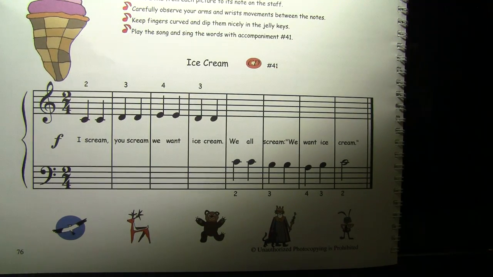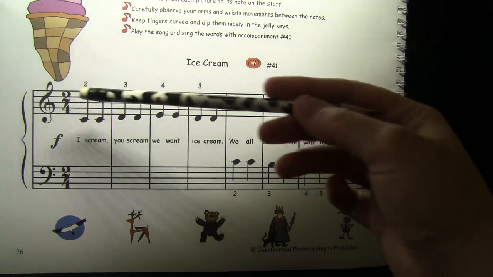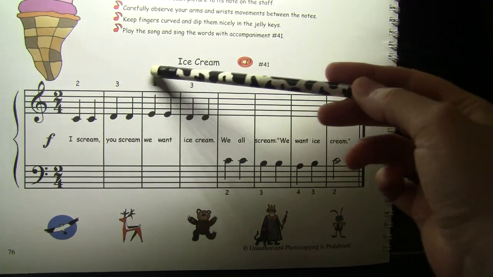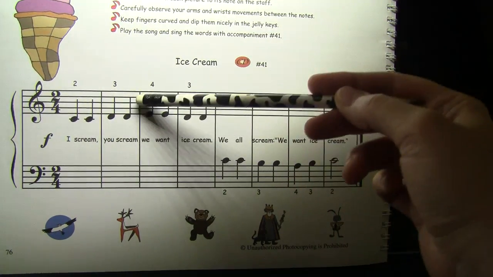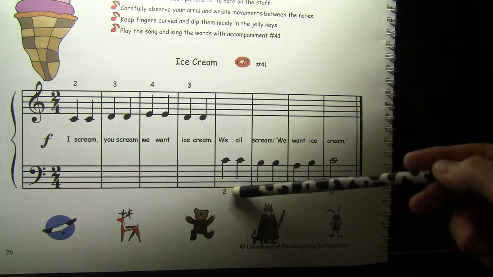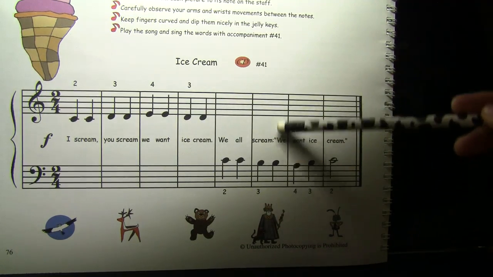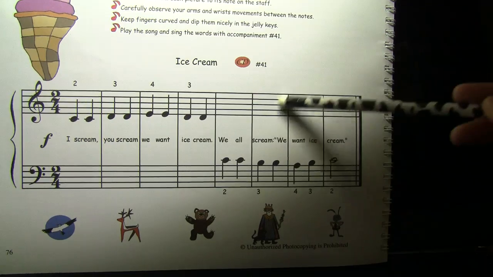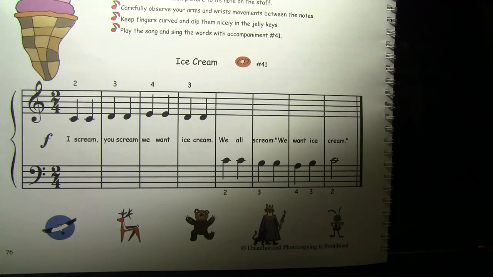How many measures do we have in this song? Take your pencil, let's count. 1, 2, 3, 4, 5, 6, 7, 8.